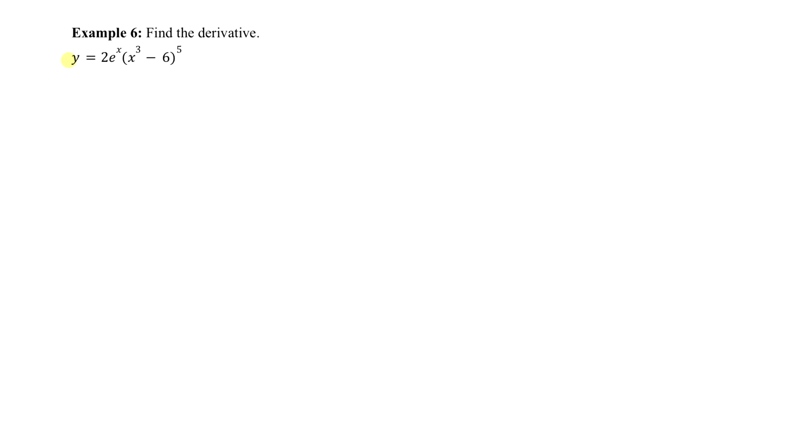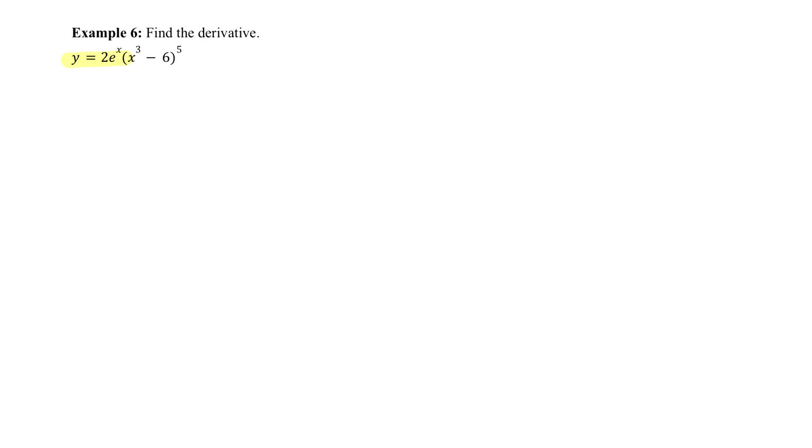In these last few examples, we're going to take a look at some more complex functions that might require more than one derivative rule. So we might be using a product rule and a quotient rule, or a quotient rule and a chain rule. And so we're just going to hop right in here.